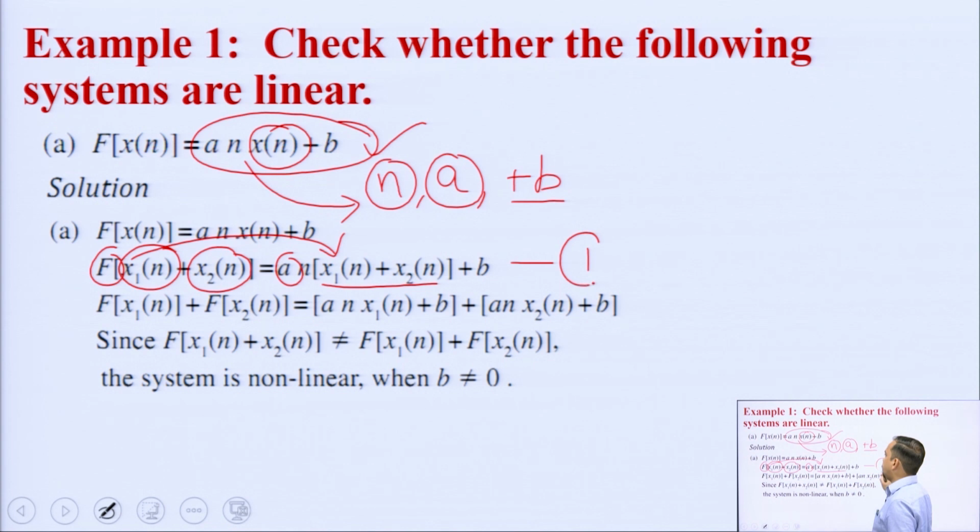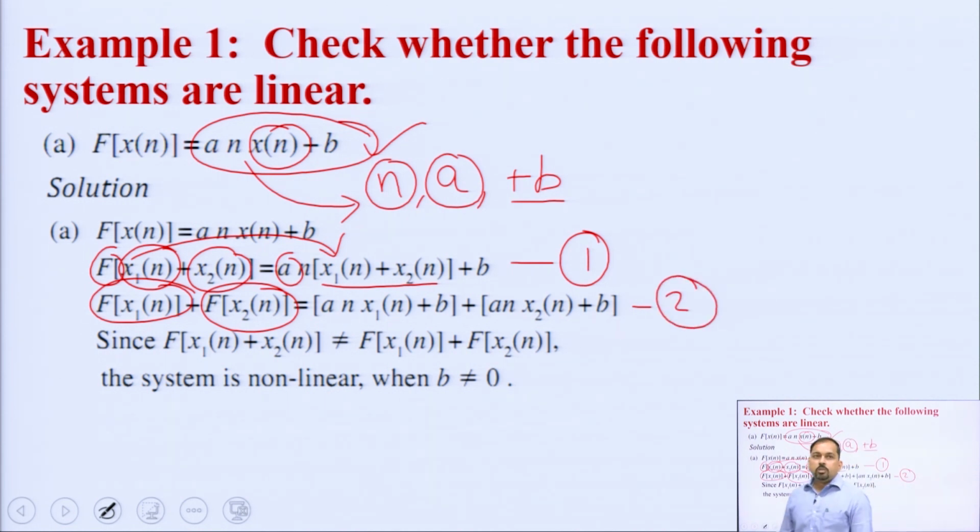This is equation number 1. Now, we will apply the system directly to x1(n) and x2(n). So, what happens here is A times n x1(n) plus b, plus A times n x2(n) plus b. This is equation number 2, right. Now, we will simplify this equation number 2.